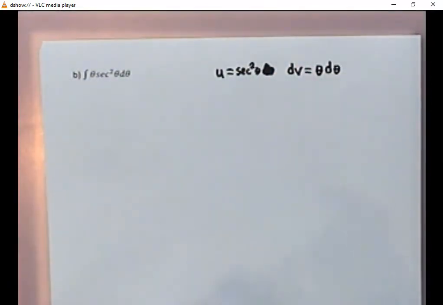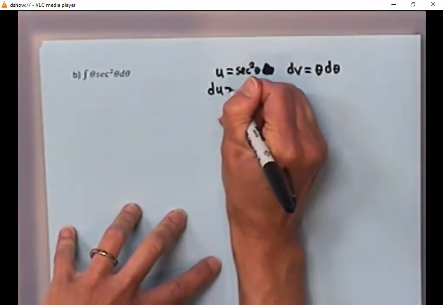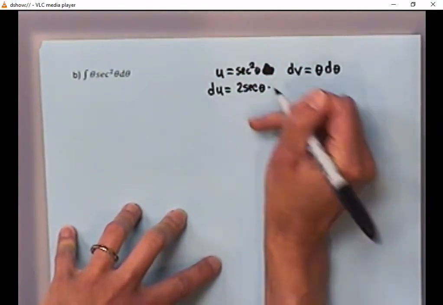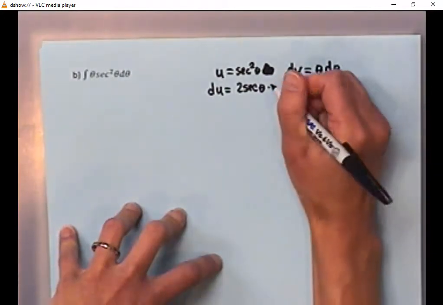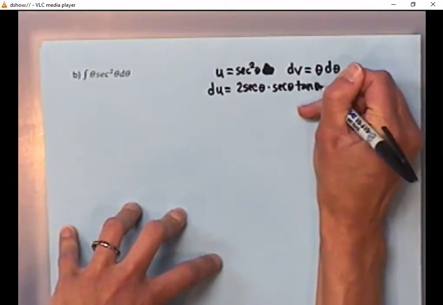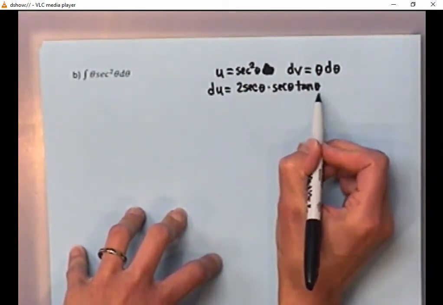Do you know how to differentiate secant squared? Yeah, we do, but it's fairly complicated. What is the derivative of secant squared? It's kind of a chain rule, right? You got to do the power. It's 2 secant theta times, what's the derivative of the inside? Secant tangent, right? The derivative of secant is secant tangent. So you got to do the power rule on the outside times it by the derivative of the inside.